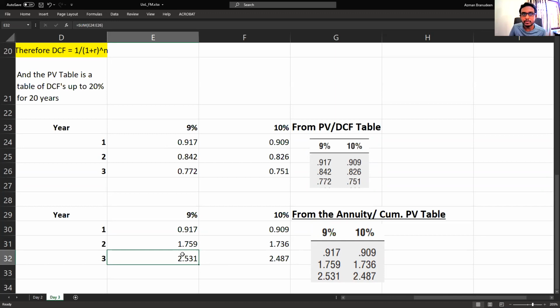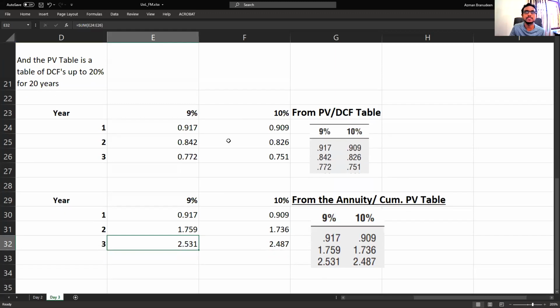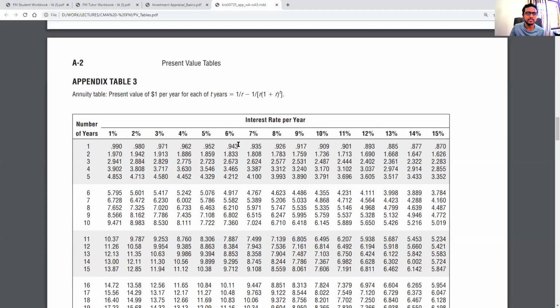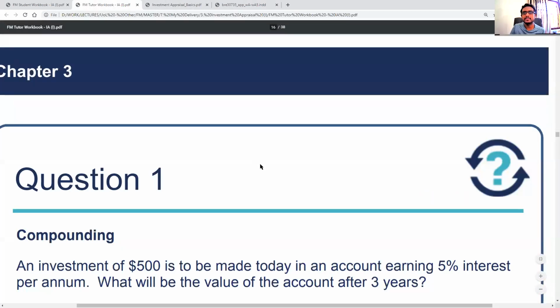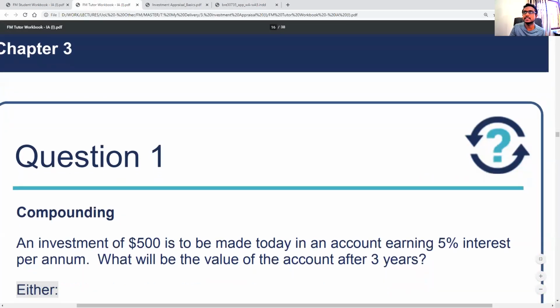So year 3, if you're applying this 2.531 to a certain cash flow, it means that you have made that particular cash flow at a 9% rate in year 1 and in year 2 and in year 3. So instead of multiplying the cash flow individually by 0.917, 0.842 and 0.772 separately and then adding it, you can directly just say 2.531 into the cash flow is the present value of that form of cash movement. And this is how the tables work. So that idea is important, and you'll get the hang of it once you start using it.